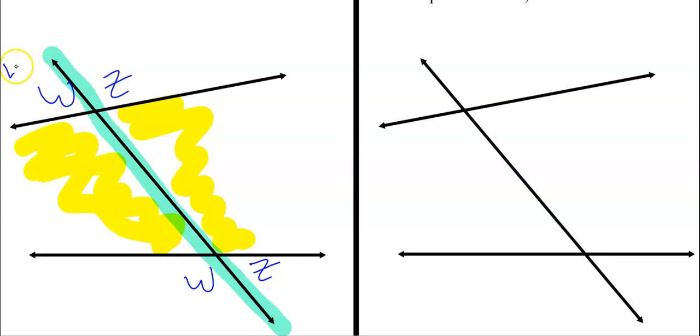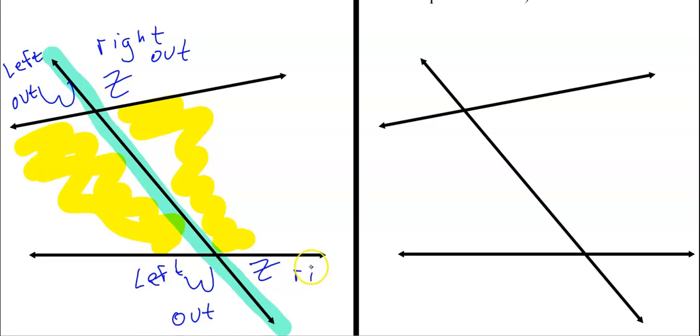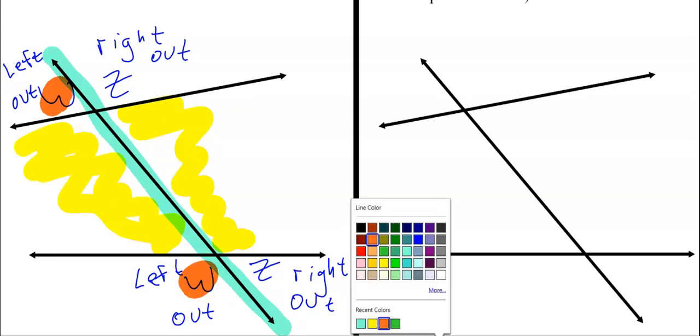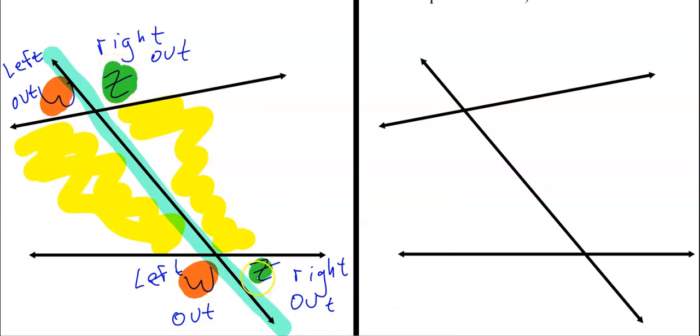Because if you look, we're on the left outside. The other W is also left outside. Z is on the right outside. And Z again is on the right outside. And colors is always fun. So W's and Z's. Boom. Easy. The name tells us everything we need to know.